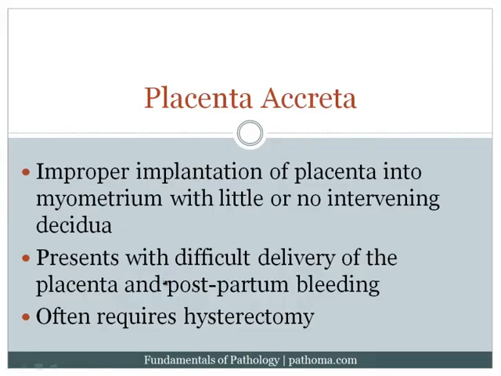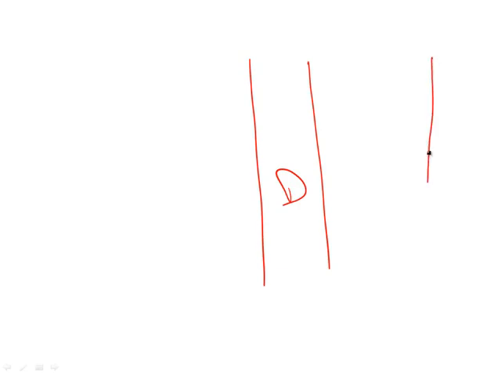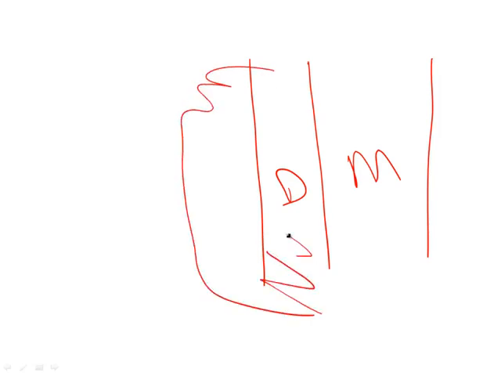Placenta accreta is when you have improper implantation of the placenta directly into the myometrium. Now let's review this and remind ourselves that if this is the uterine wall, then what you've got here is decidua, which is really endometrium that has been put under the effect of progesterone. And then after that, you've got myometrium, right? And so normally when the placenta comes in, the placenta will come in here and it will attach to the decidua. That's the normal implantation of the placenta.